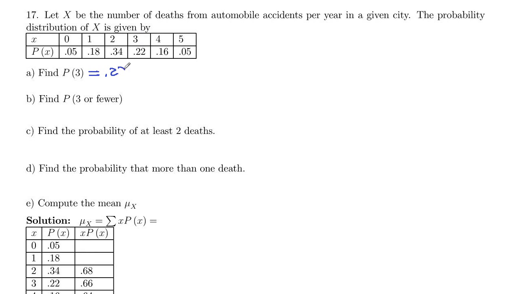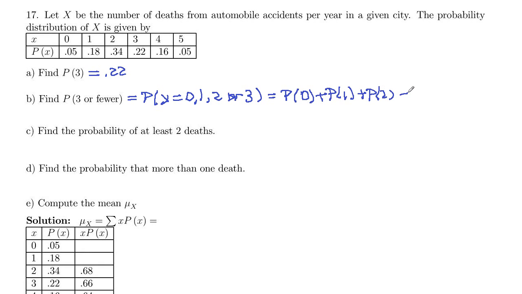So 0.22, 22%. Probability of 3 or fewer. So 3 or fewer is going to be the probability that x is equal to 0, 1, 2, or 3. So it's actually 0 or 1 or 2 or 3. So that's going to be an addition rule. So probability of 0 plus probability of 1 plus probability of 2 and plus probability of 3.